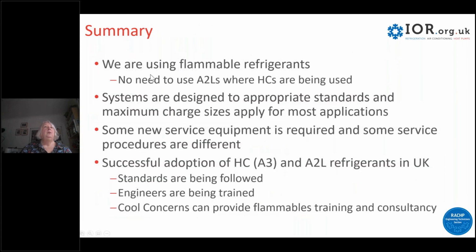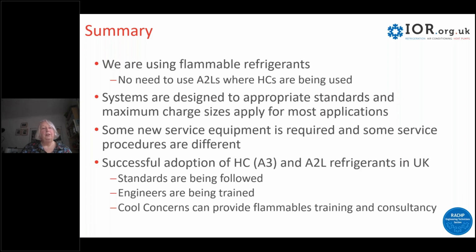So summarising this particular presentation before we go on to Chris's, we are using flammable refrigerants already very widely. We've been using flammables in the UK since the mid-90s. So we are very experienced at that in the UK. That, of course, has been hydrocarbons. There really isn't any need to use A2Ls where we are already successfully using hydrocarbons. What the A2Ls allow us to do is to expand our use of flammables into larger systems.